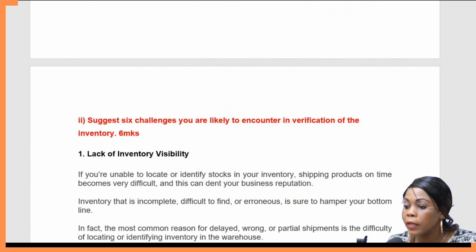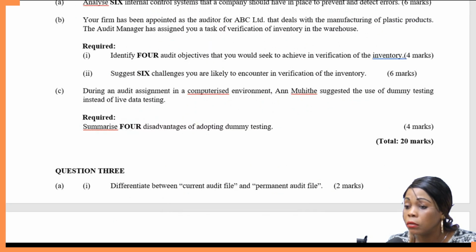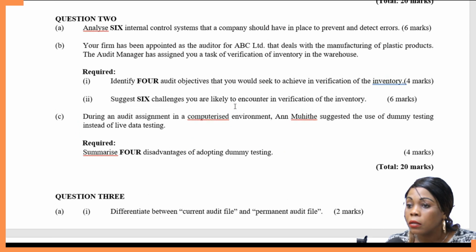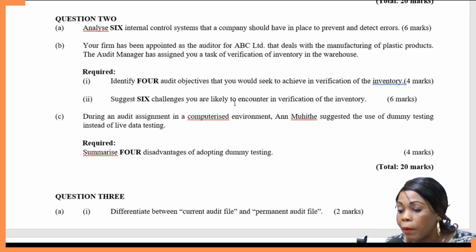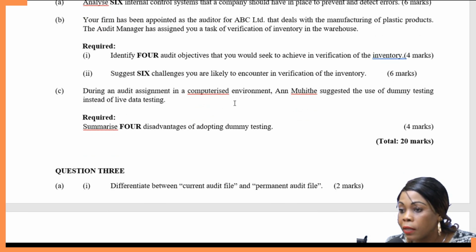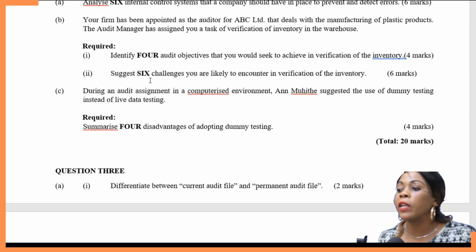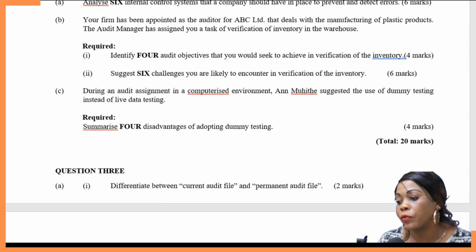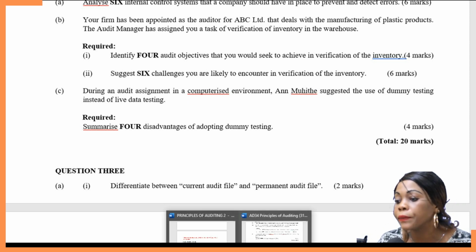We can go to the next question. That is question B, Roman number 2, and it reads, suggest 6 challenges you are likely to encounter in verification of inventory. Here are the challenges.